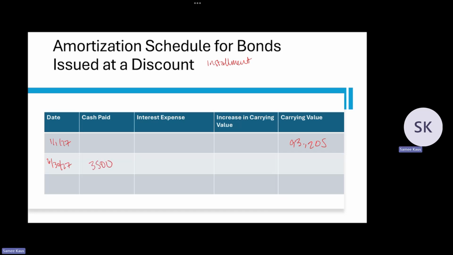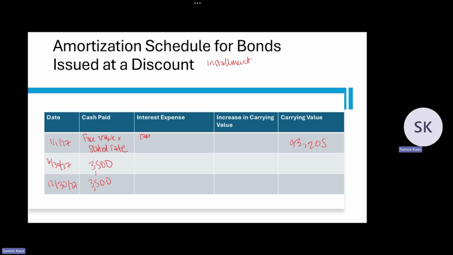Well, my cash paid, is this ever going to change? No, it's always going to be the same because this is always going to be my face amount, or my face value, multiplied by my stated rate. Okay, so for every single bond payment that I make for the next 10 years, this is always going to be the case.